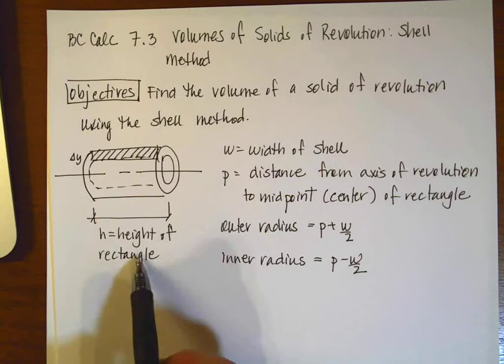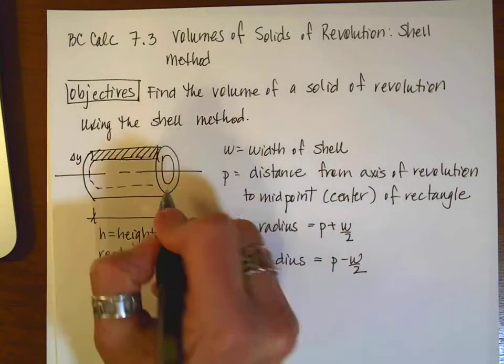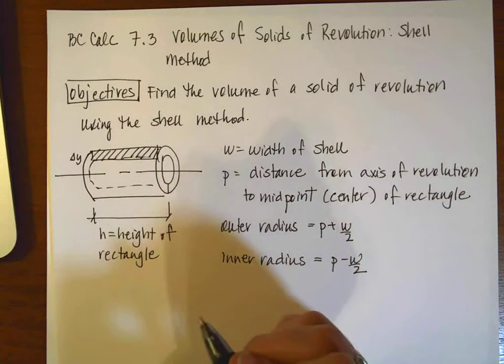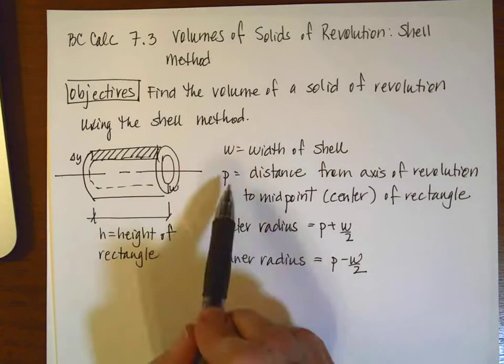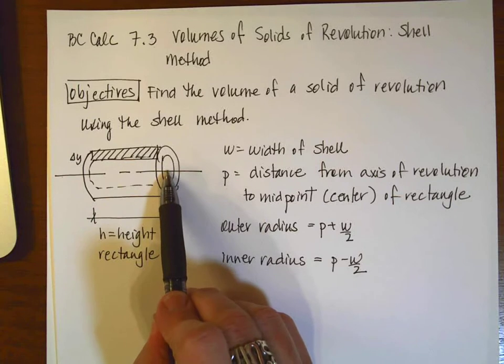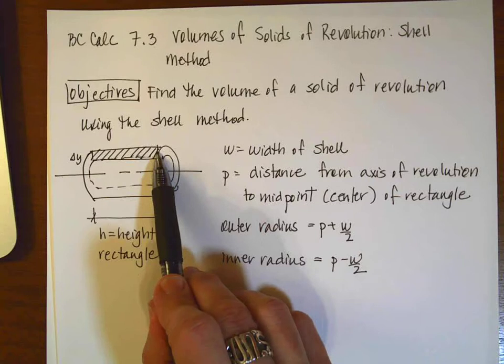This is the height of our rectangle. W would be the width of the shell, so put a little W there. P is the distance from the axis of revolution to the center of the rectangle.